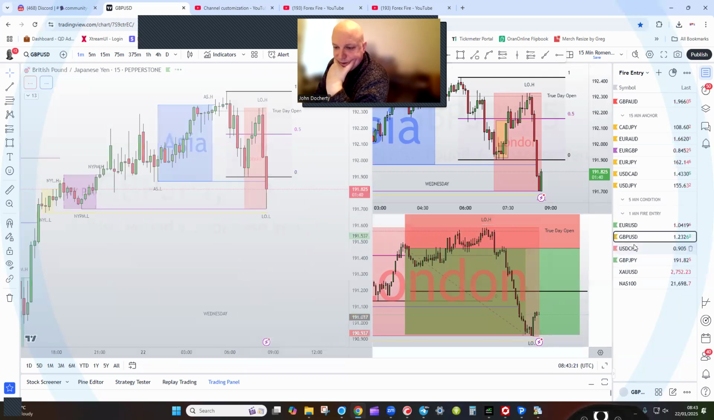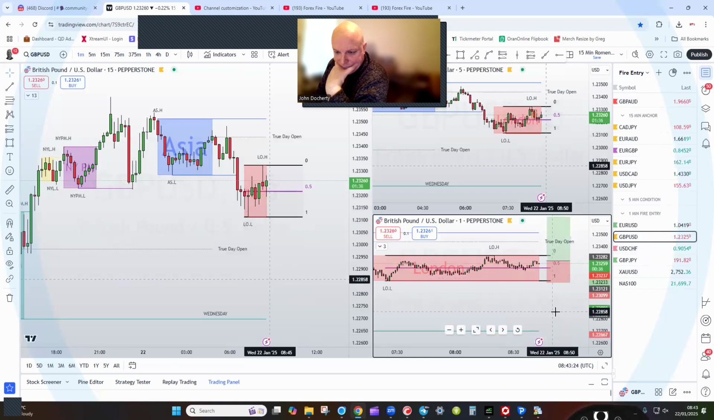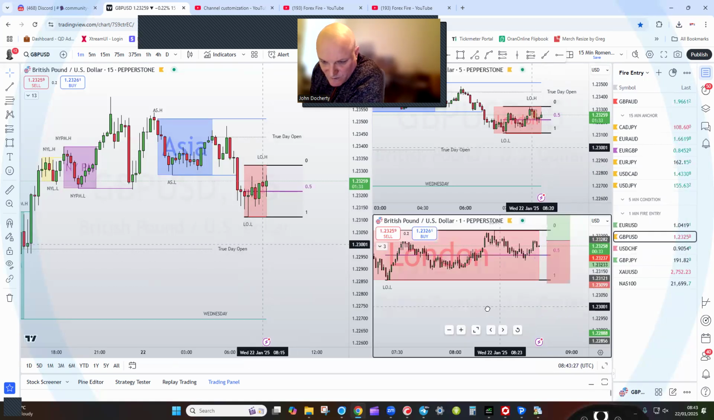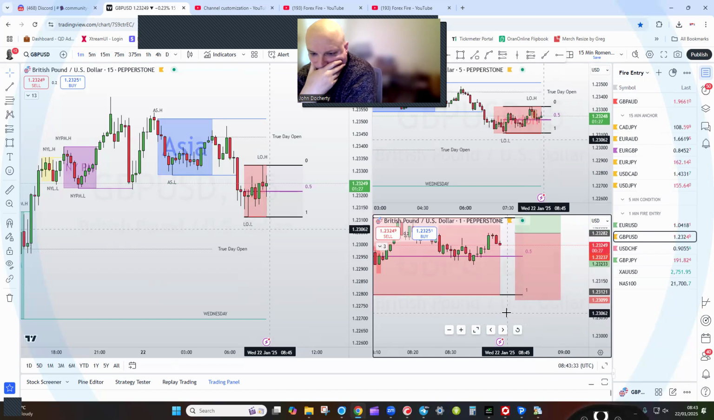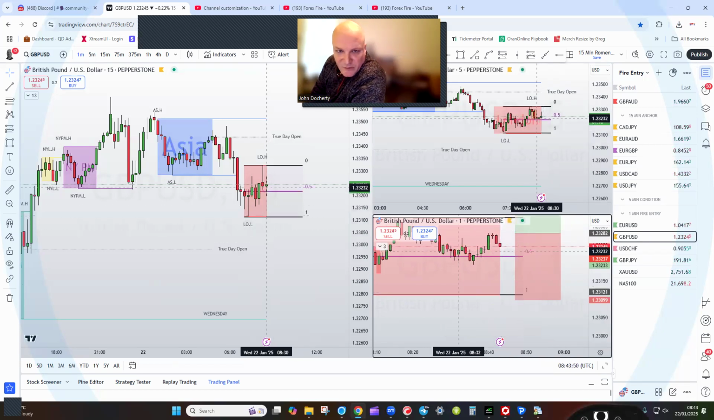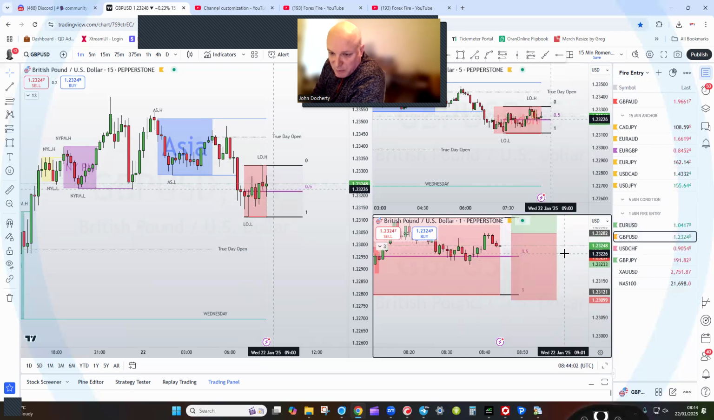A GBP USD. 35 seconds left. I want to see a bullish engulfing here. Might not give us it, to be fair. Doesn't look like it wants to do it. I will pause the video for a minute, guys, but we know we've got more or less 2% on the U-Chef. We've got 2% on the GBP JPY. We're heading towards 1% on the Euro USD. And we're just waiting for this one to be a bullish engulfing.